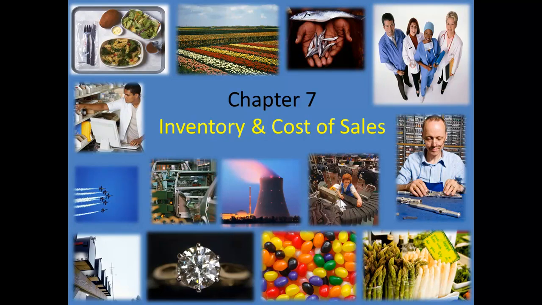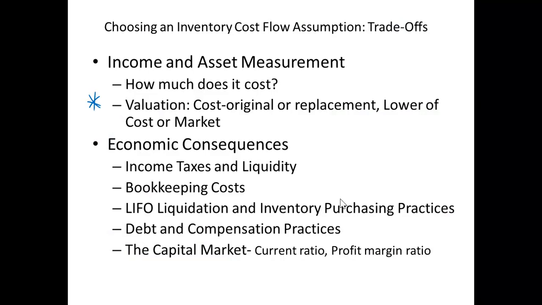There are all different types of inventory, from commodities like jelly beans to unique items like diamond rings, and how we account for them and how we cost them out differs depending upon what the item is that we're offering for resale. The big question with inventory is, how much does it cost? Once we have the cost, there are other considerations. We may need to write that inventory down to the lower of cost or market.